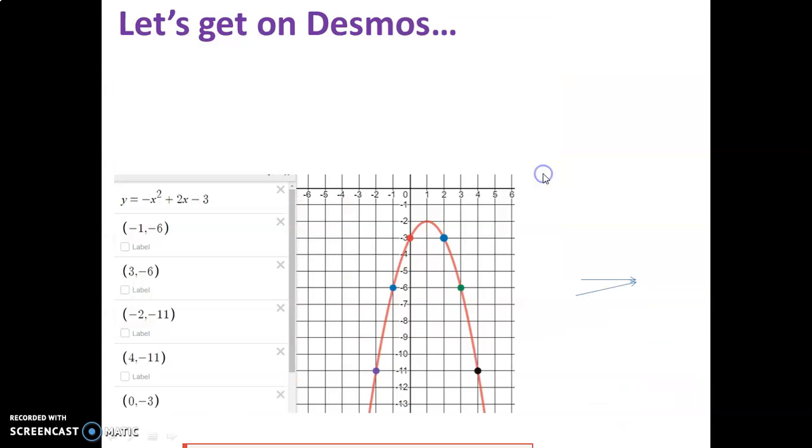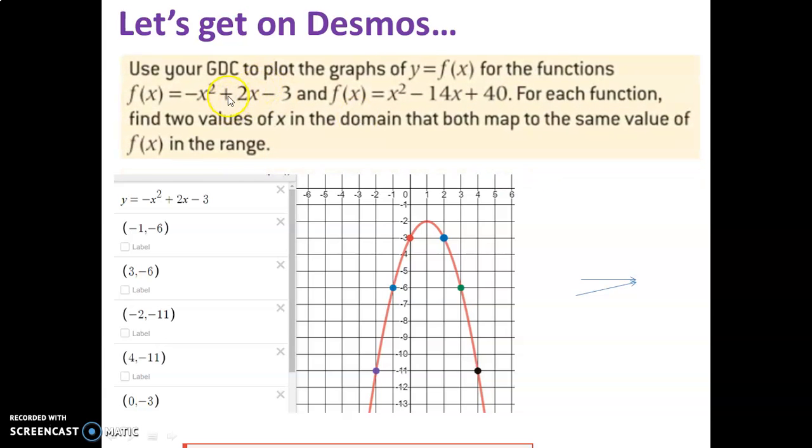Okay, let's get into Desmos now, and our goal is to graph these two. We're going to graph this one, which I've already done for you here. I've graphed this first function, and the goal here is to find pairs of points that work the same way we just saw.